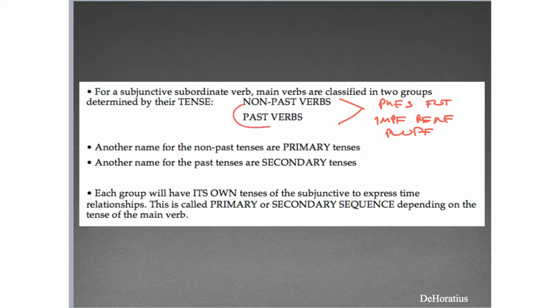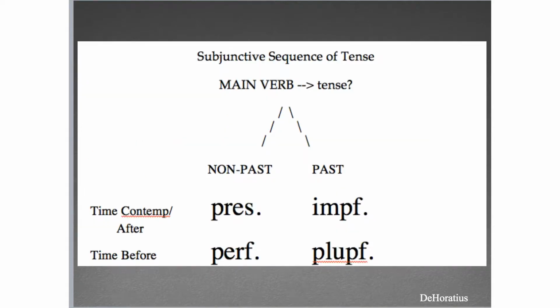And then the non-past are going to be what are called primary tenses, and the past are going to be what are called secondary tenses. And we'll talk about the sequence of tense in terms of primary sequence of tense and secondary sequence of tense based on the tense of the main verb. So again, the tense of your main verb is going to be the most important part. All right? And here's a little chart that sort of lays it out for you.